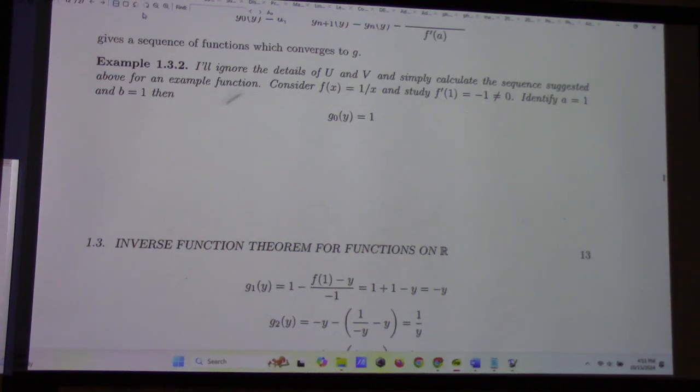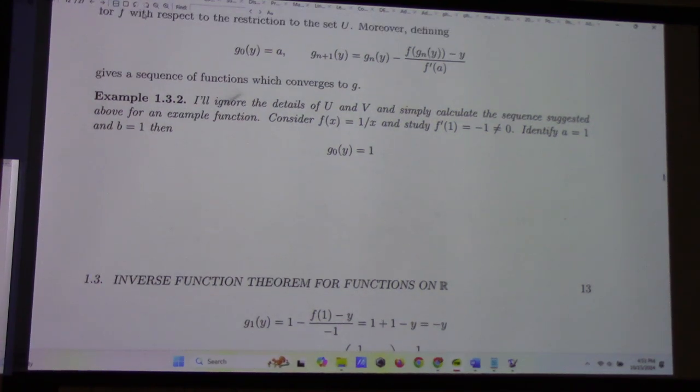This is a really neat thing that happened. So keep in mind, I'm just doing the iteration up here. To find the inverse function near a, the 0th one is a, and then to get the next one, I take the last one minus f of the last one minus y, divided by f prime of a. Okay? So I looked at f of x equals the reciprocal function and I let a equal 1. So in this case, f prime of 1 is minus 1. And so my a and b are both 1. G naught of y is 1.